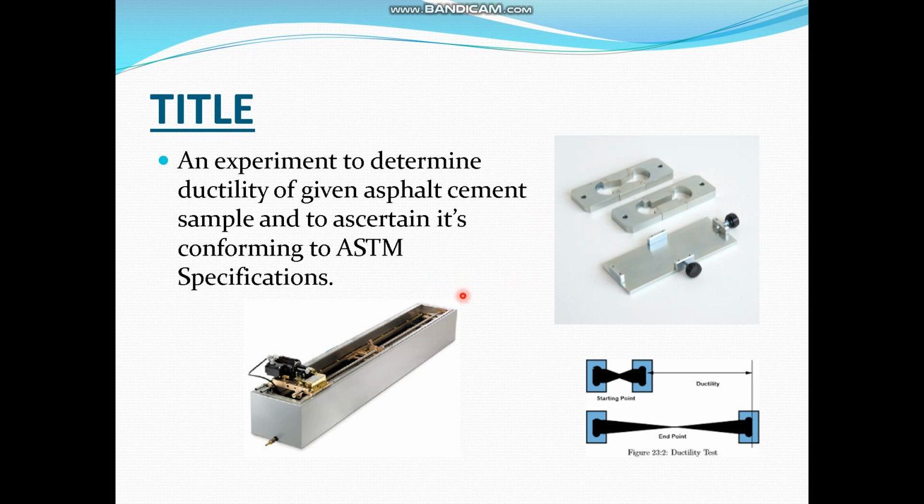The test is performed in the ductilometer, in which the briquette mold is placed and elongated at the rate of 5 centimeters per minute. If it breaks before the 100 centimeter mark, then your bitumen is not ductile, and if it breaks after the 100 centimeter mark, then it passes the ductile criteria.